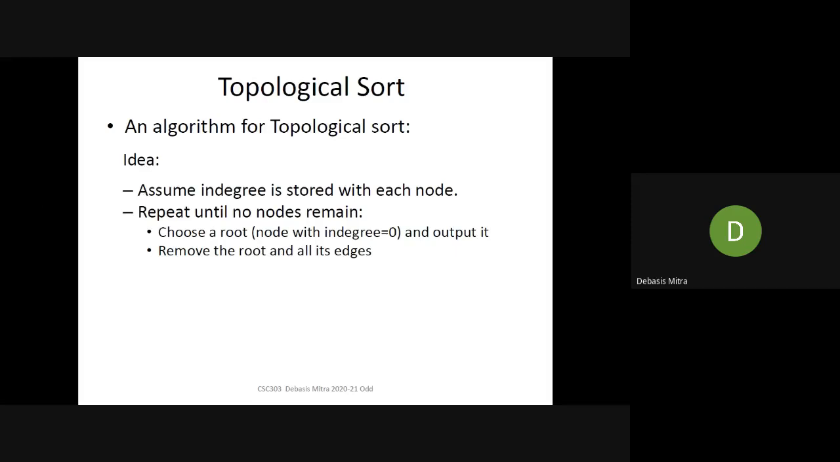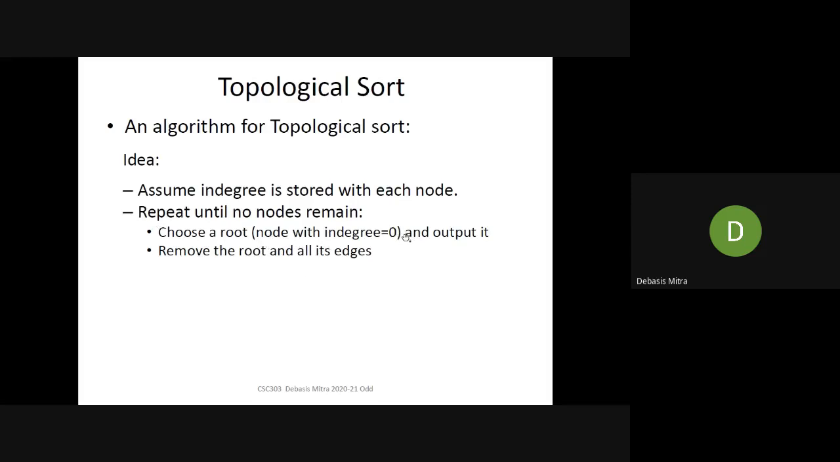So I will assume that in degree is stored with each node. If it is not, I will perform a pre-processing. Then I will repeat until no nodes remain. Choose a root node with in degree 0. To start with, it is guaranteed that I will have one. And when I am decrementing the in degrees of other nodes, I will find at each step at least one node whose in degree was non-zero has become 0. So it is guaranteed. You can easily check.